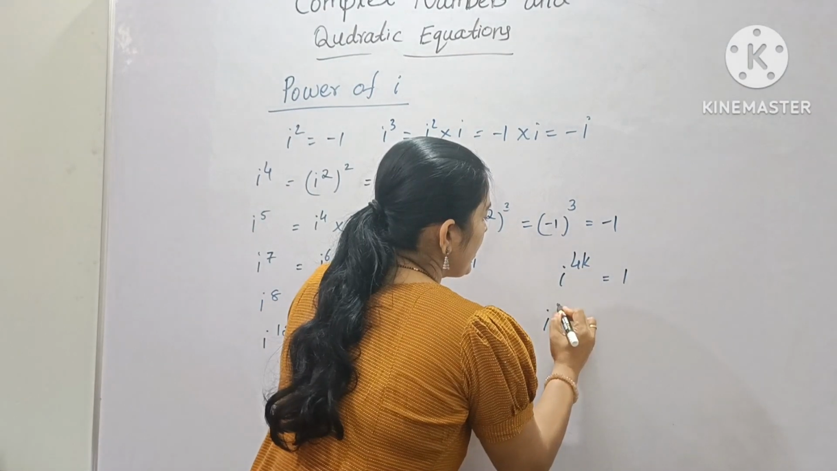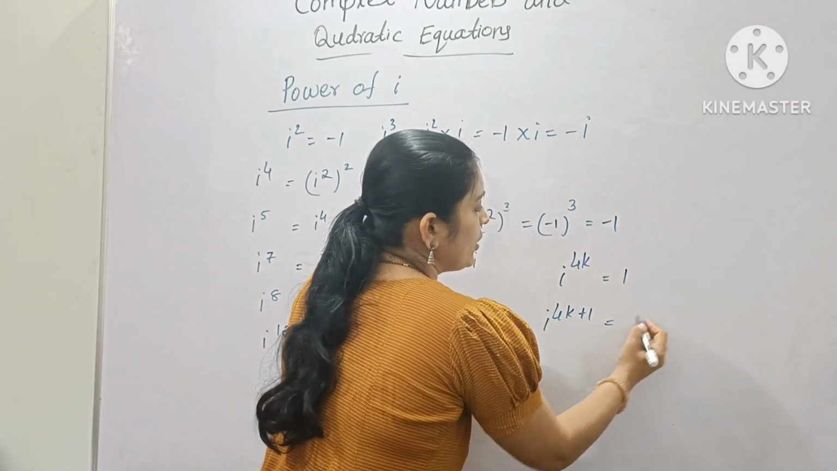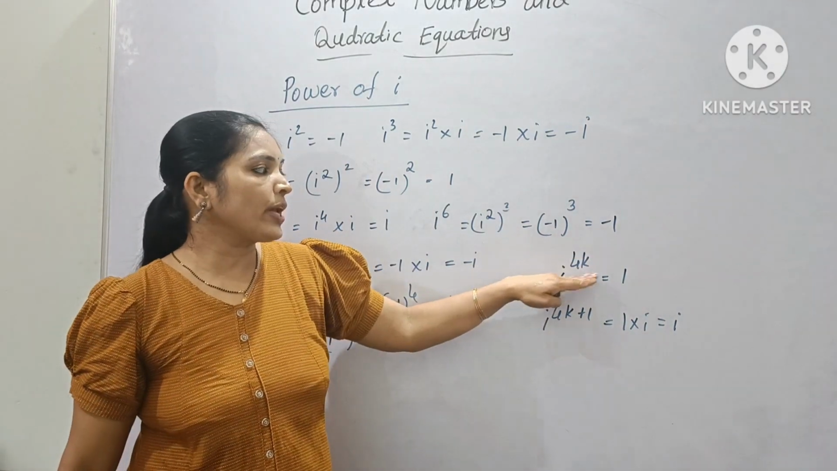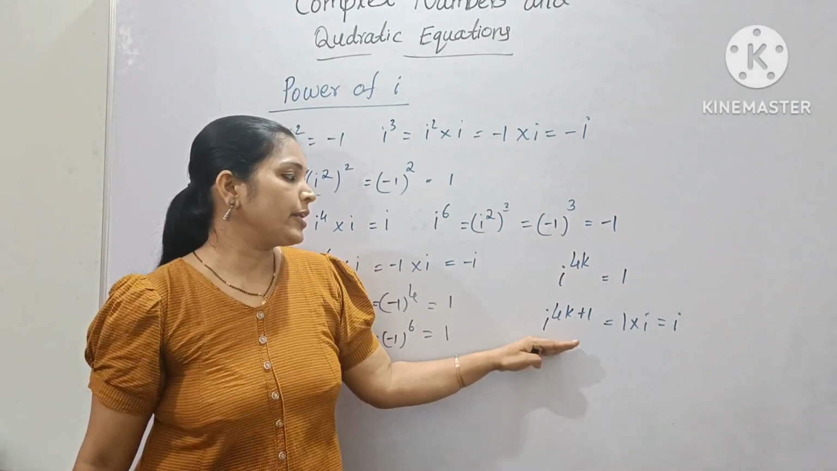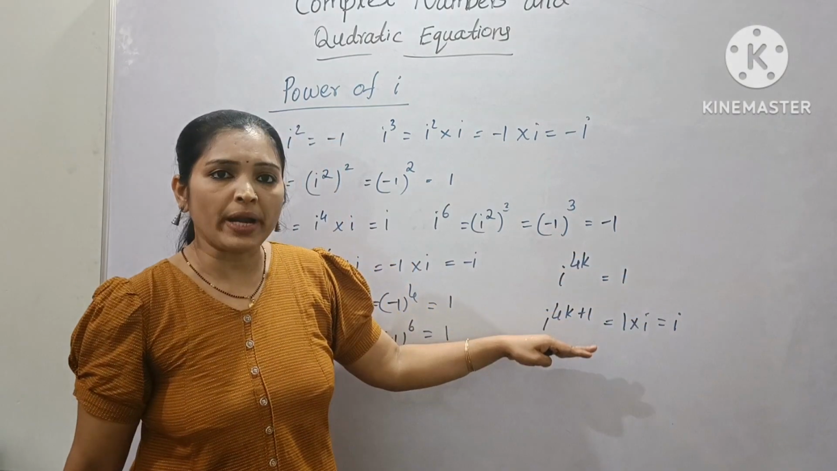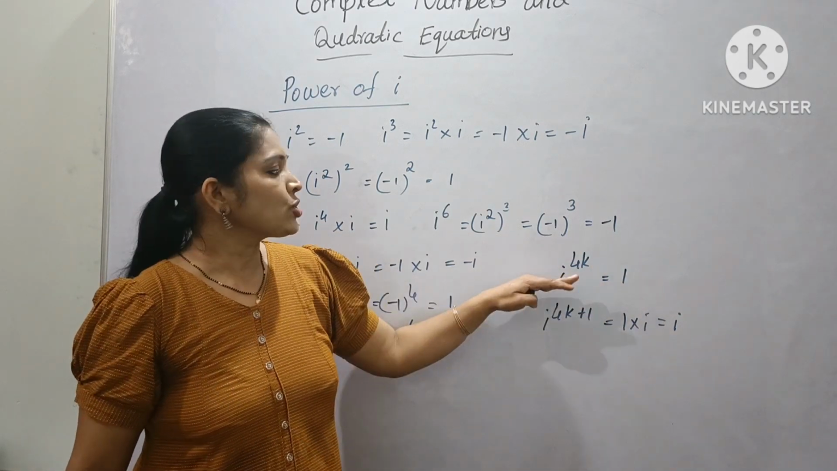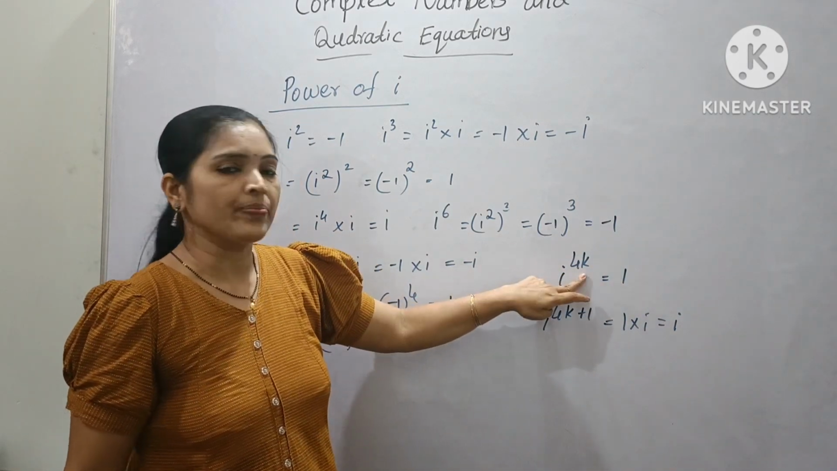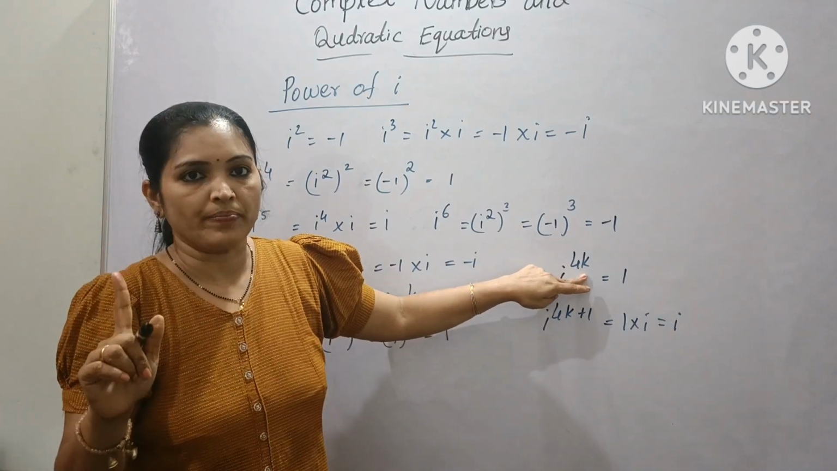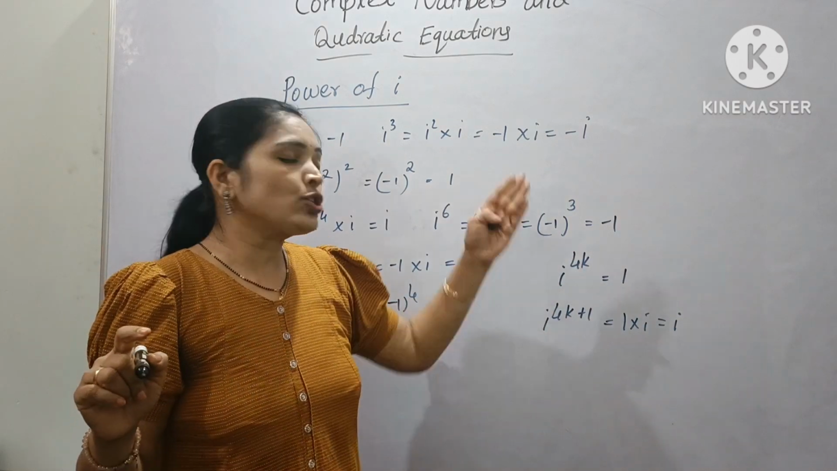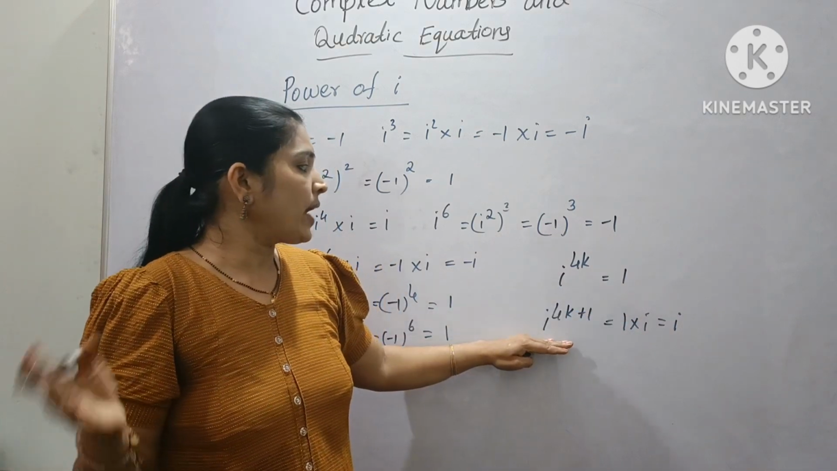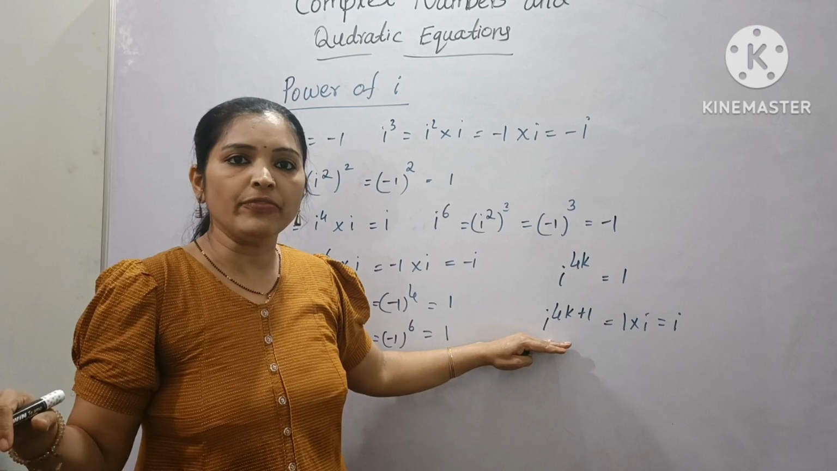Then i raised to 4k plus 1 is equal to 1 into i, that is i. So remember, i raised to 4k is equal to 1, and i raised to 4k plus 1 is equal to 1 into i. So no need to memorize, you can find it very quickly. If the power of i is a multiple of 4, its value is 1, and i raised to 4k plus 1 multiplied with i gives you i. Next, i raised to 4k plus 2 multiplied again with i.